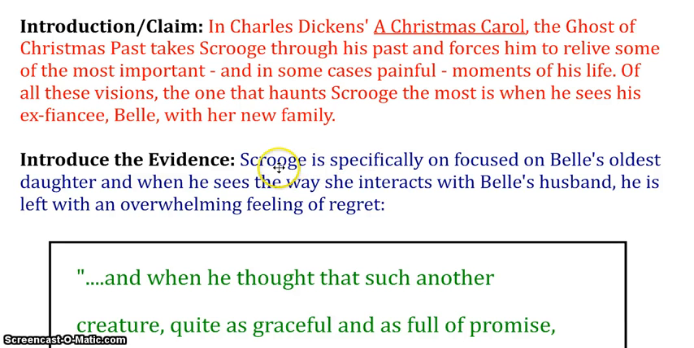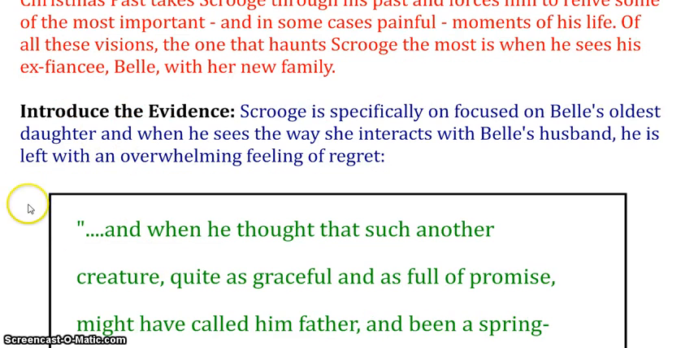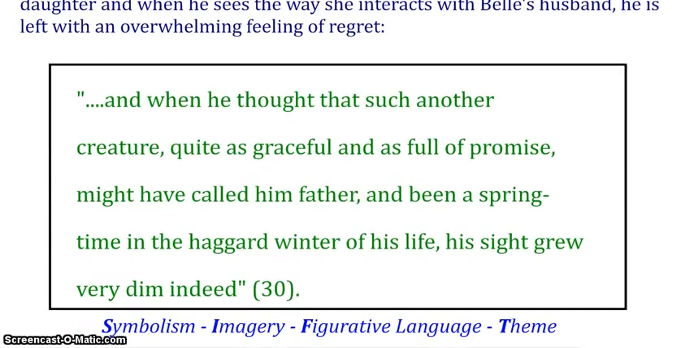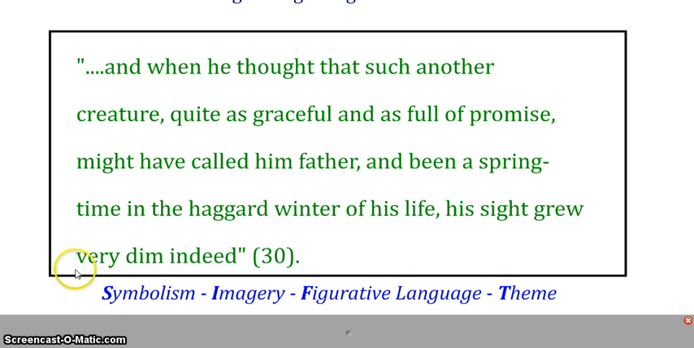Next I'm ready to introduce the evidence. Scrooge is specifically focused on Belle's oldest daughter, and when he sees the way that she interacts with Belle's husband, he is left with an overwhelming feeling of regret. And then, in this green area down here, I have my actual evidence. And we're going to get ready to sift through here. So we're looking for symbolism, imagery, figurative language, and theme.